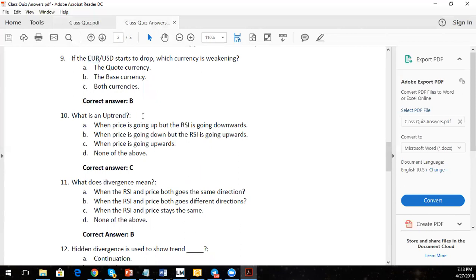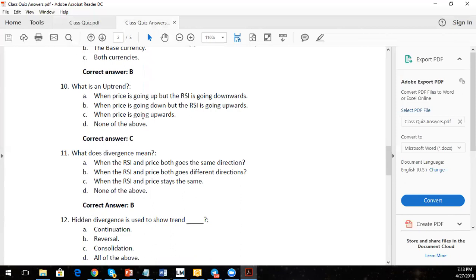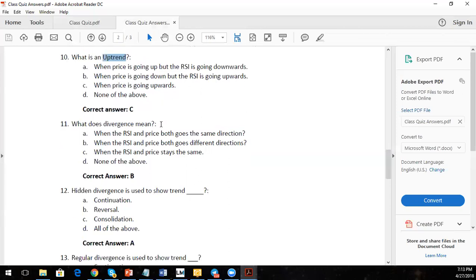Now you may actually ask, what is an uptrend? Well, the right answer is C. And as the word uptrend kind of predicts, it's when the price is going upwards, pretty much.